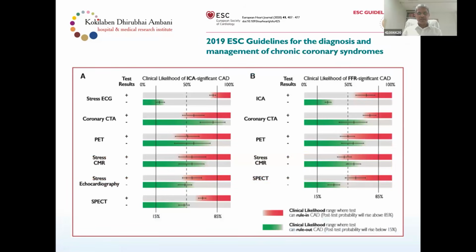Now, this is a little complex diagram to understand, but it shows the coronary CT angiography, where the red portion is the rule-in and the green portion is the rule-out strength of the test. So you can see that CT coronary has a very good rule-out as well as rule-in for the likelihood of coronary artery disease.